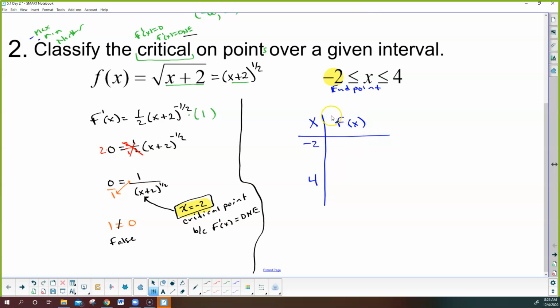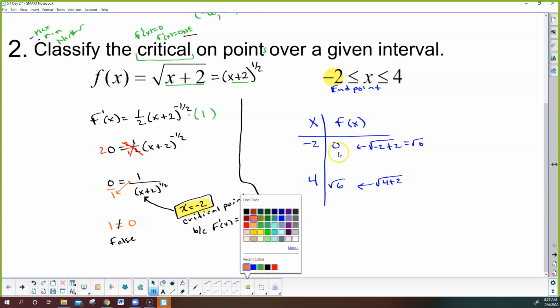Now notice, since we don't have any critical points to really check, we're not doing a sign chart, we're not using the derivative, I'm going to just check the outputs. So this is the original function f. And I'm just going to plug in -2, which is really friendly. The square root of 0 tells me when x is -2, its output is 0. And then this one we get the square root of 6. The square root of 6 is bigger than 0.